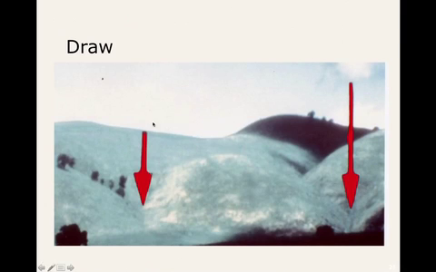Here's a picture of a ridgeline. The draw is coming down. And here are the spurs as well.